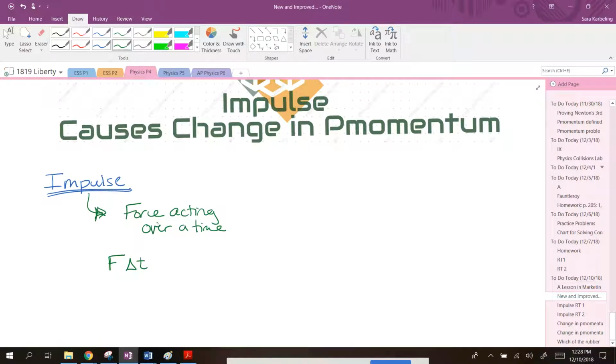The game is that an impulse can be a big force over a little time, and you can have an equivalent impulse that's a little force acting over a big time, okay? They both have the same result, but it's some force that's acting over a time. Okay? That is what impulse is. Now, there's another little piece in here, right? So impulse causes a change in momentum.